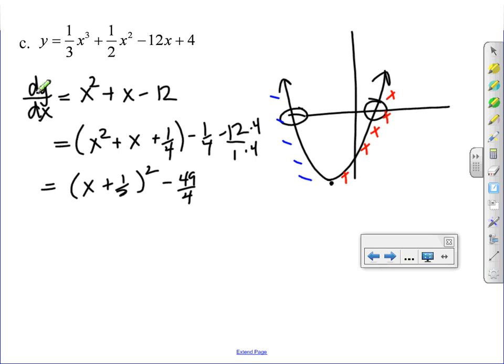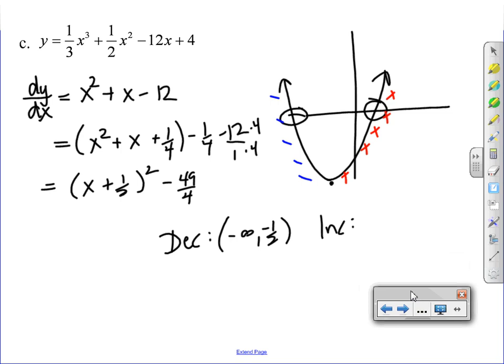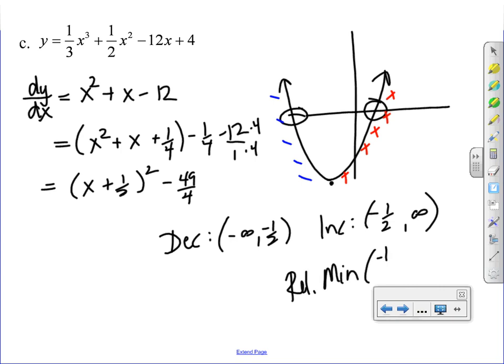That if this equals my derivative, which it does, then it is decreasing from negative infinity all the way to negative 1/2. It's increasing from negative 1/2 to infinity. And there's a critical point, which is a relative minimum point, because it switches from being decreasing to increasing from left to right, at negative 1/2 and negative 49 over 4.